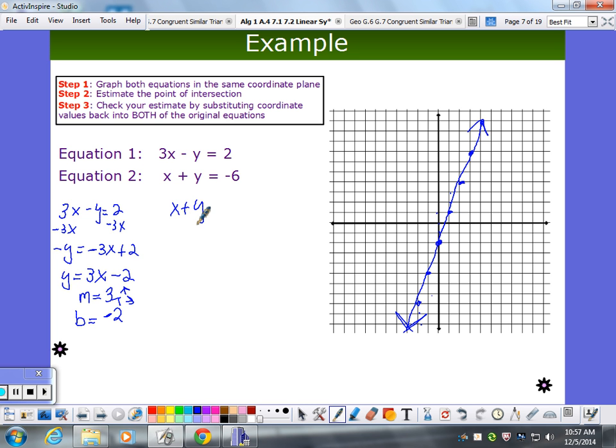Now I have to graph the other one. Now again, this one is not in slope-intercept form. How do I get it there? Right, subtract this guy to get it over there. y equals mx plus b. Okay, we're good. Now I need to figure out what the slope and the y-intercept are. What's the slope? Negative 1. Y-intercept.